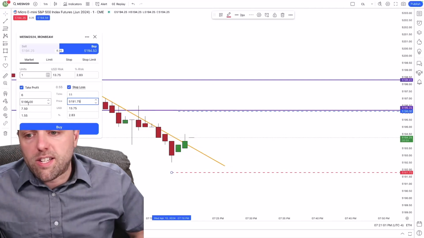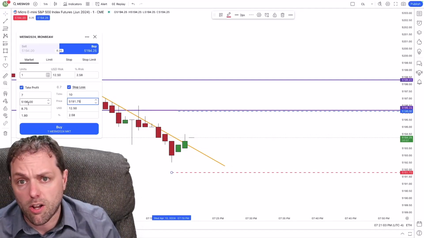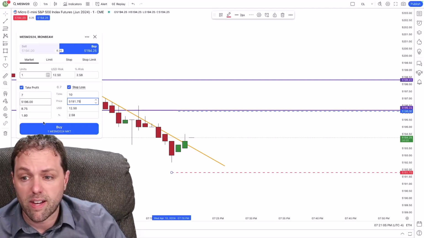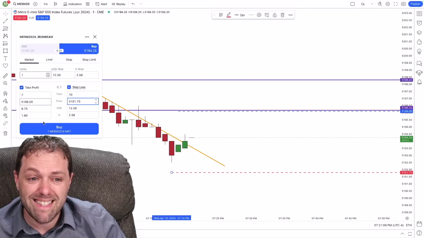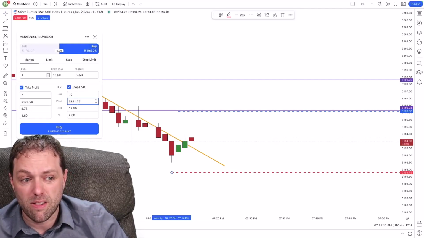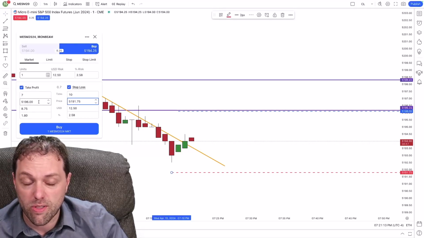So in a situation like this, I'm set up and I'm ready to go. I'm connected to my live account. I'm ready to place this trade. However, it doesn't really meet my criteria. The risk is a little bit heavier than the reward.